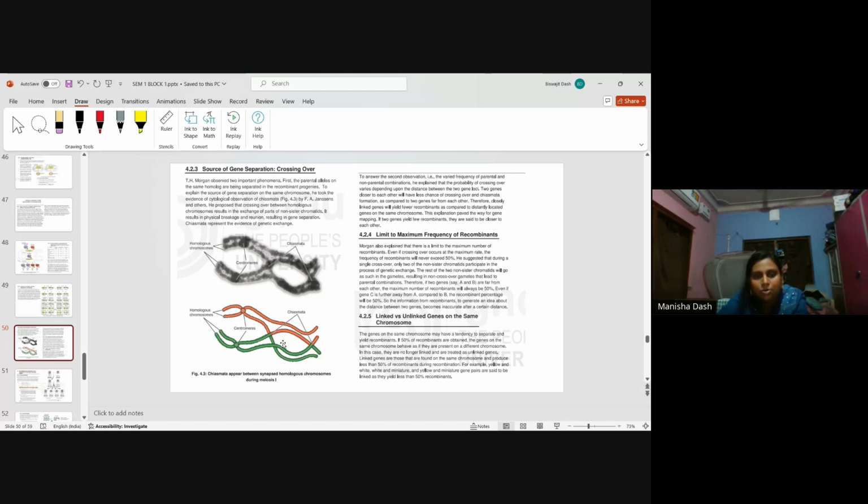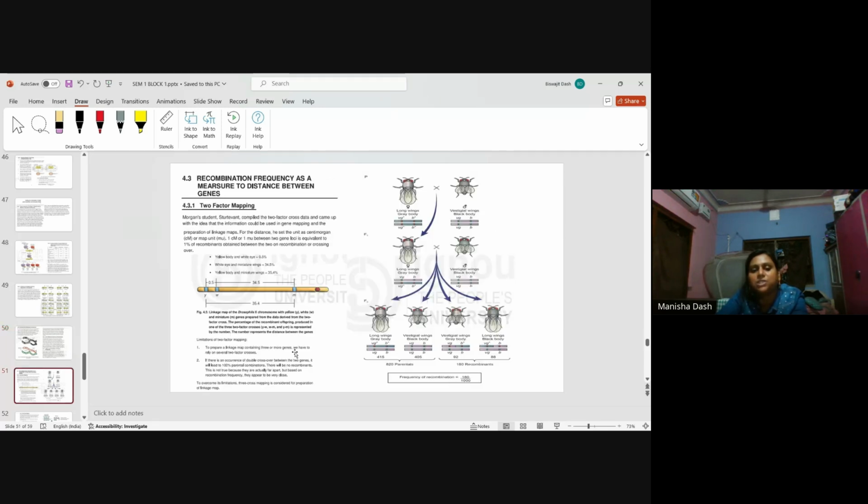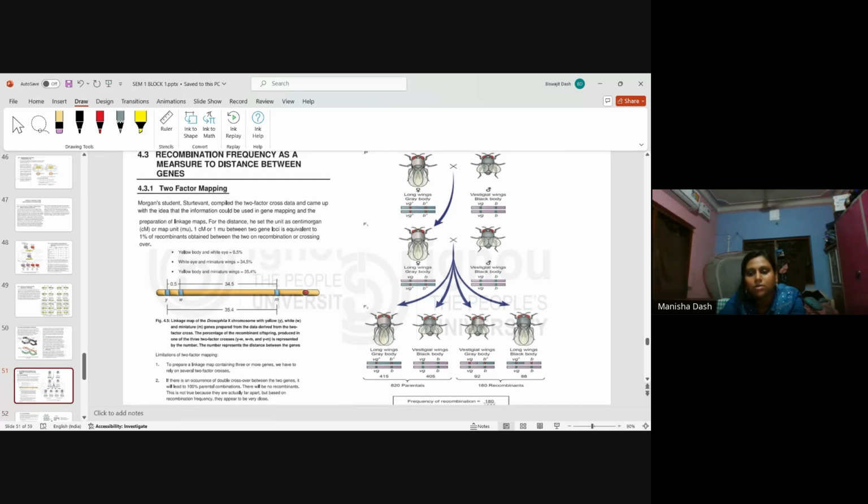These are the centromeres. These are the points of chiasmata where the chromatids will break and the parts will be exchanged, like in this case. I hope this is visible to everyone. So here, two characters are being considered. One is long wing with gray body. Another is vestigial wing, vestigial means small wings, with black body.